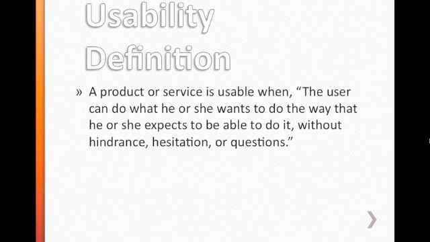So for the definition, a product or service is usable when the user can do what he or she wants to do the way that he or she expects to be able to do it without hindrance, hesitation, or questions.